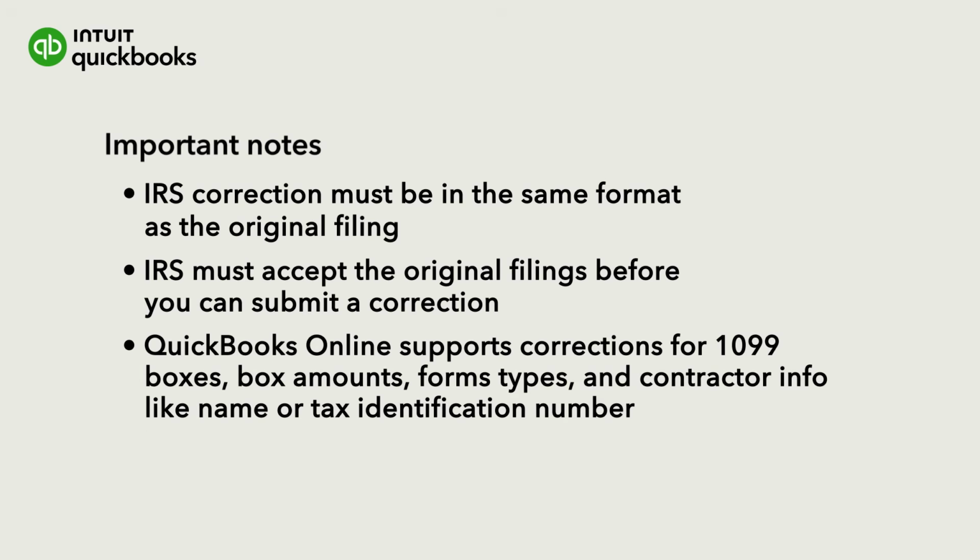QuickBooks Online only supports corrections for 1099 boxes, box amounts, form types, and contractor information like name or tax identification number. If you're updating an address in QuickBooks, you do not need to file a 1099 correction. If you need to correct the state on a 1099, please contact the affected state directly. For more info on IRS guidelines, visit irs.gov.